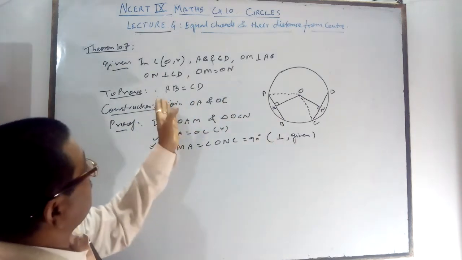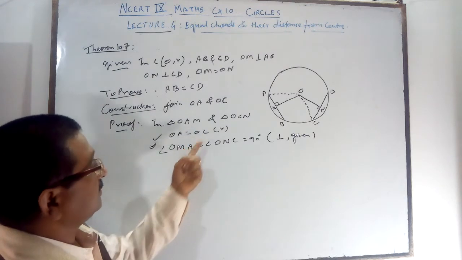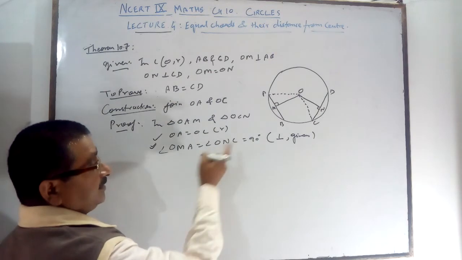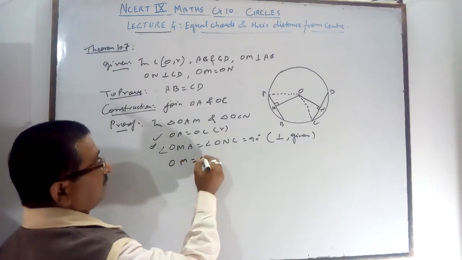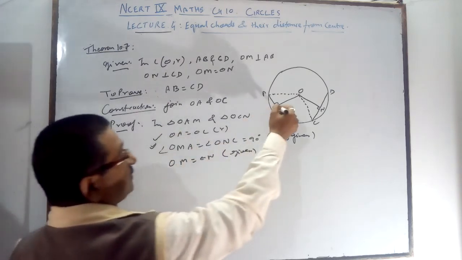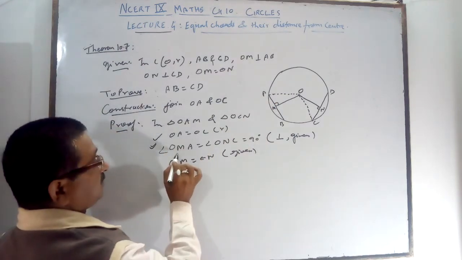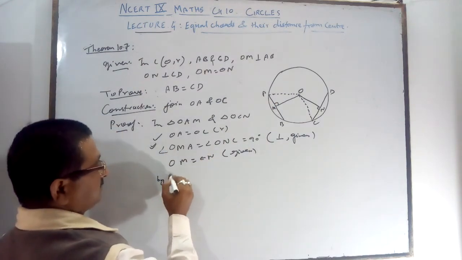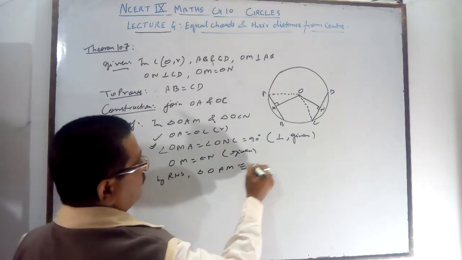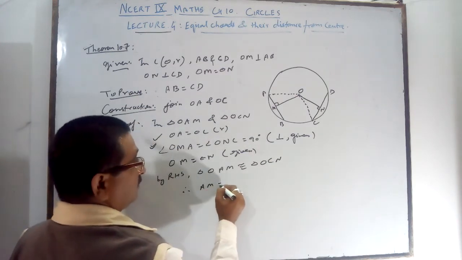AB equal to CD. You want to prove it, so join in the triangle. You will take OA equal to OC, given. Angle is 90 because perpendicular is given. So here you write OM is equal to ON. It is also given. Directly you are getting right angle, hypotenuse, side, so it is by RHS. Again, triangle OAM is congruent to triangle OCN. Then AM is equal to CN.